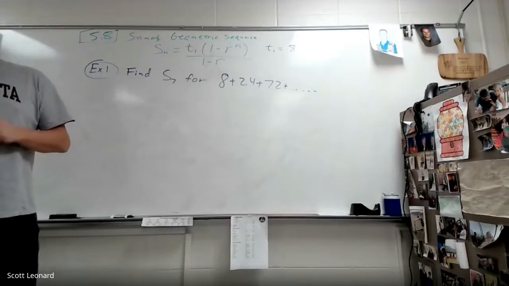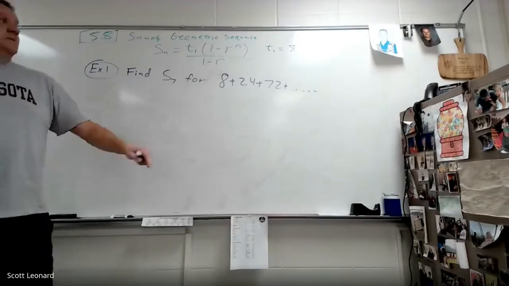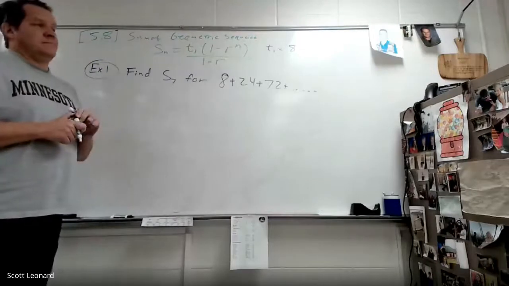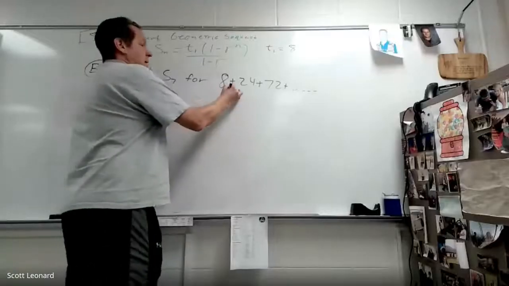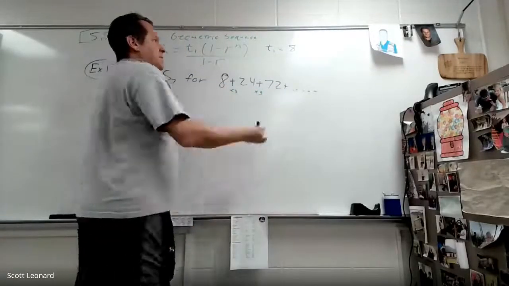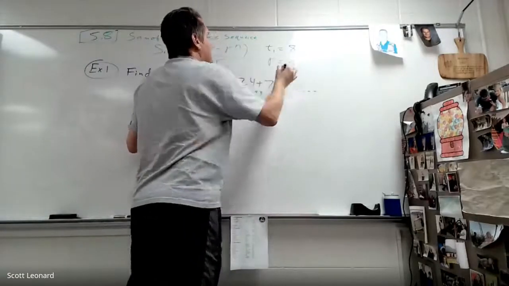We want to help out here. How much is it going up by? 3 times 3. 8 times 3 is 24. 24 times 3 is 72. Our R value is 3.